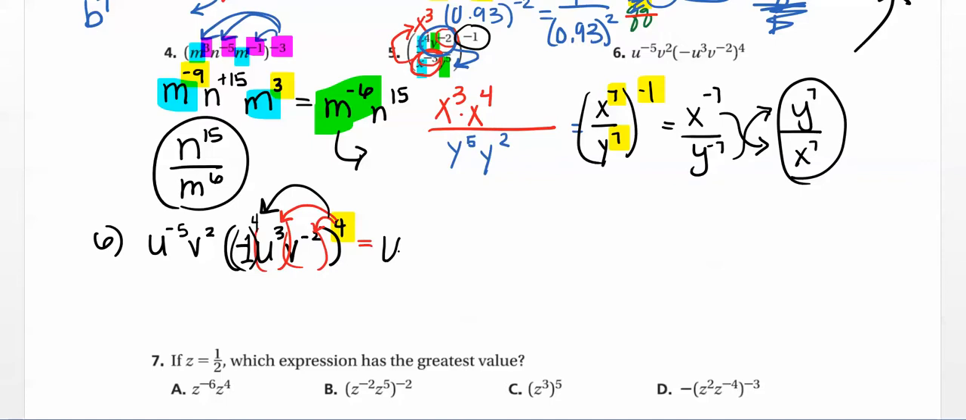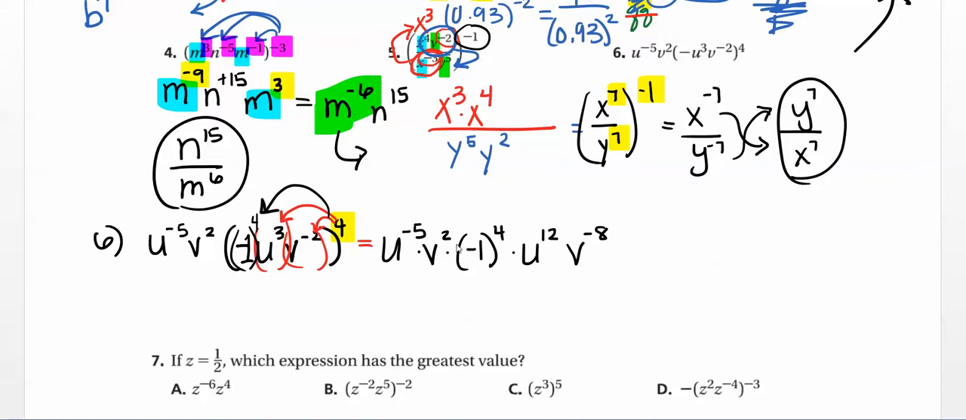So he needs to be taken to the 4th power also. Okay, so first thing, I'm just going to write this u to the -5th and v squared out in front. And then I'm going to have a -1 to the 4th power. All of this is multiplying. And then I have u to the 12th when I do 3 times 4, and v to the -8th when I do -2 times 4.